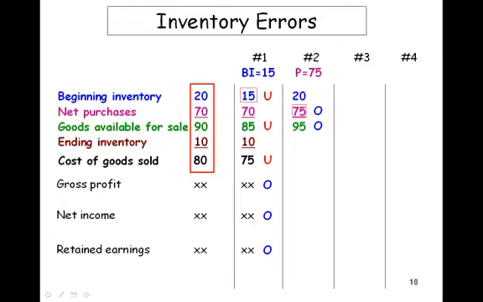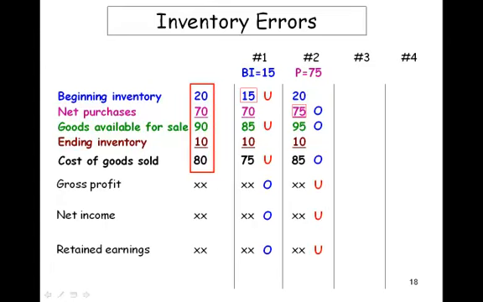This also results in a $5 overstatement in cost of goods available for sale and cost of goods sold, and an understatement of the remaining balances. Notice the relationship in these first two examples. The effect on beginning inventory and purchases, which are, of course, eventually sold, have the same effect on cost of goods sold, but the opposite effect on gross profit, net income, and retained earnings.